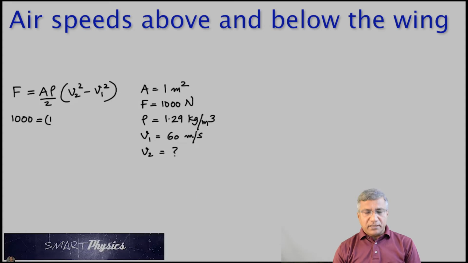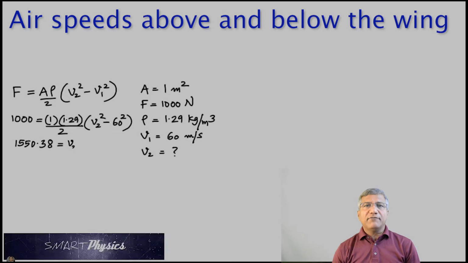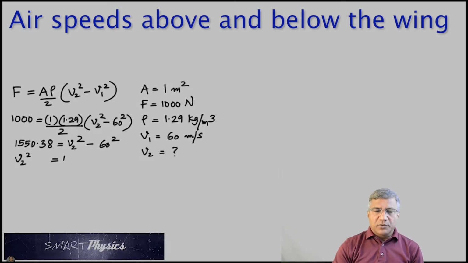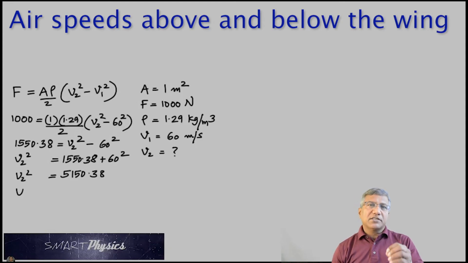In order to do that, just substitute the terms and rearrange. So the force is 1000. The density is given and V1 is given, so we can find V2. So when you do all the math and take the square root, you are going to find that the velocity above the wing is 71.8 meter per second.